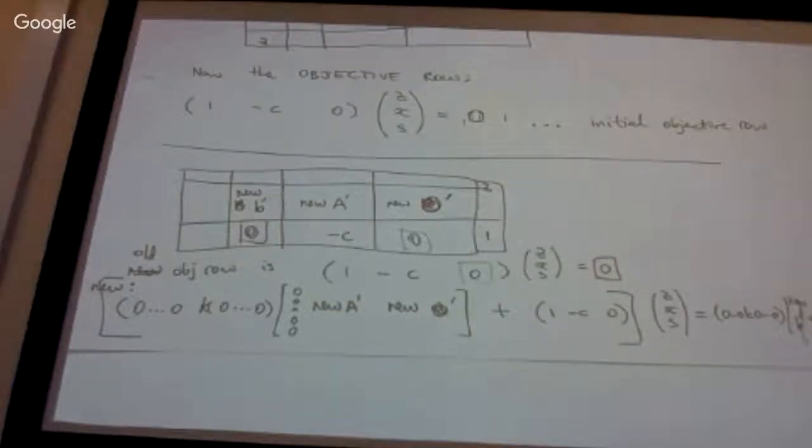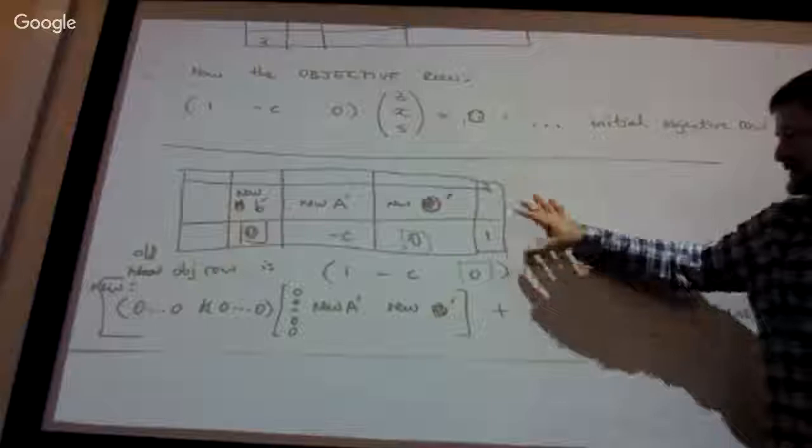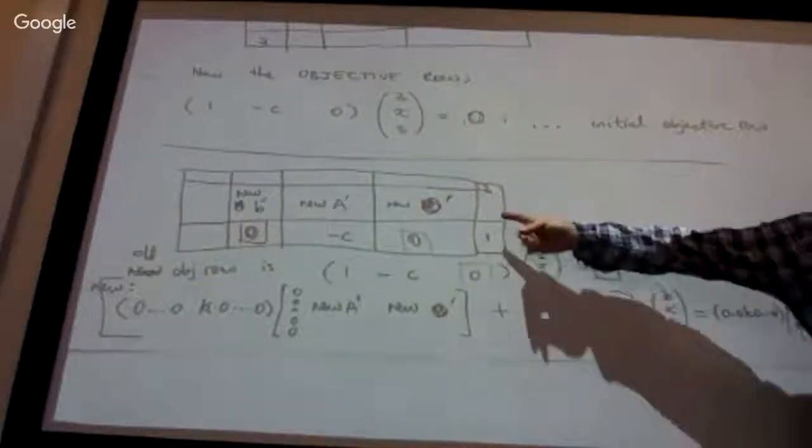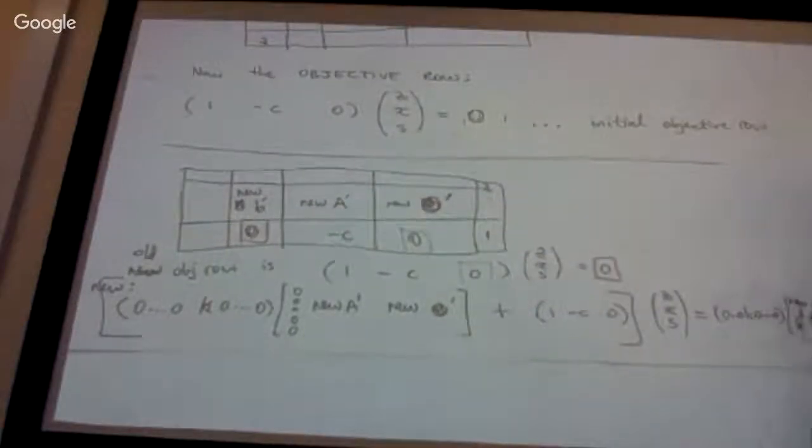Yeah? I don't understand the format of the table. You don't understand what exactly? The format. Which one, the top one or the bottom? Well, I've done two. This one or that one? This one. Oh, you don't understand it? The format. Okay.